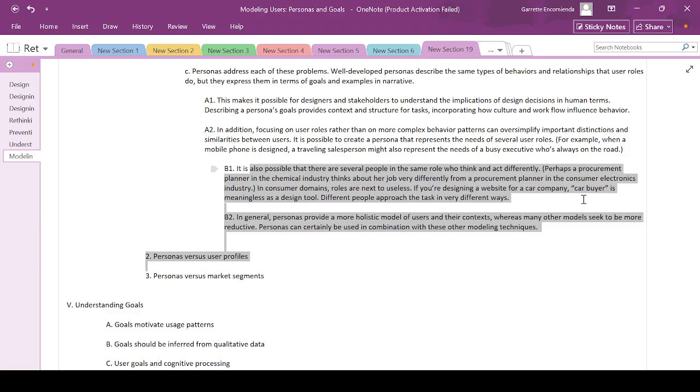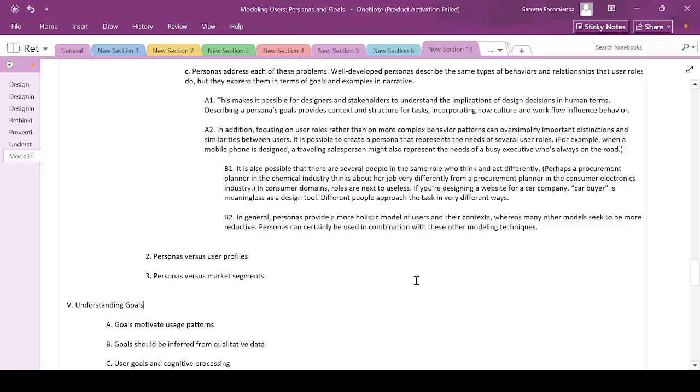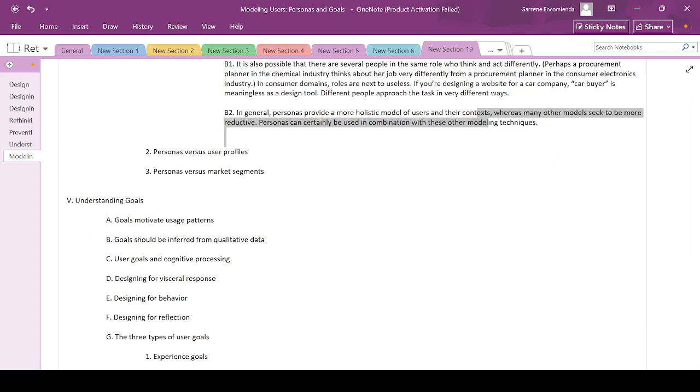Perhaps a procurement planner in the chemical industry thinks about her job very differently from a procurement planner in the consumer electronics industry. In consumer domains, roles are next to useless. If you're designing a website for a car company, car buyer is meaningless as a design tool. Different people approach the task in different ways. In general, personas provide a more holistic model of users and their context, whereas many other models seek to be more reductive. Personas can certainly be used in combination with these other modeling techniques.